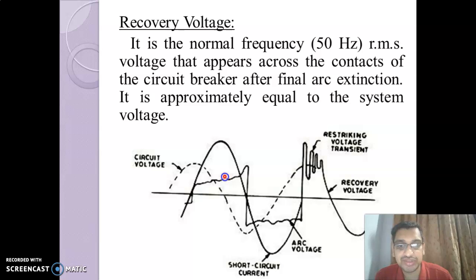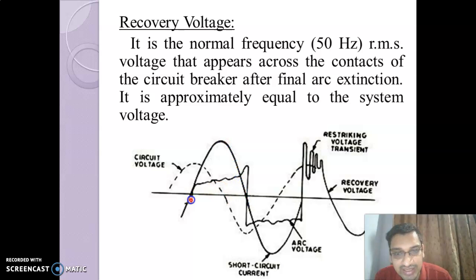Here you can see a graph. This graph explains all three voltages: arc voltage, restriking voltage, and recovery voltage. The dotted sinusoidal waveform represents the normal circuit voltage. At this point the fault occurs, so a short circuit current is generated. This is the short circuit current.